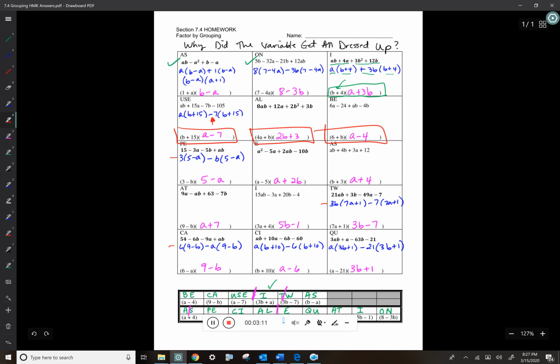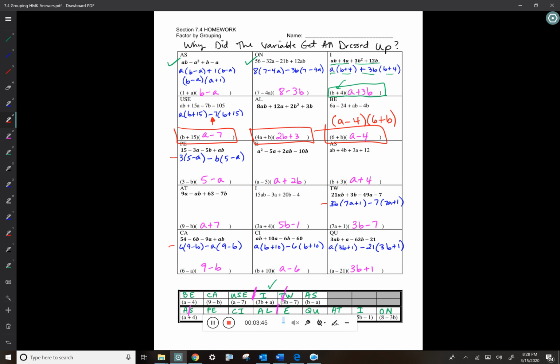Now, keep in mind, the order of the parentheses doesn't matter. Like, for example, on this one, you could have the 6 plus b first and then the a minus 4, or you could have the a minus 4 and then the 6 plus b, right? The order does not matter. So you should just go ahead and pause this video so you can check all of your answers to make sure you did them all correctly. Okay, once you've checked them all, then resume the video, and I have just a few last things I want to mention to you.